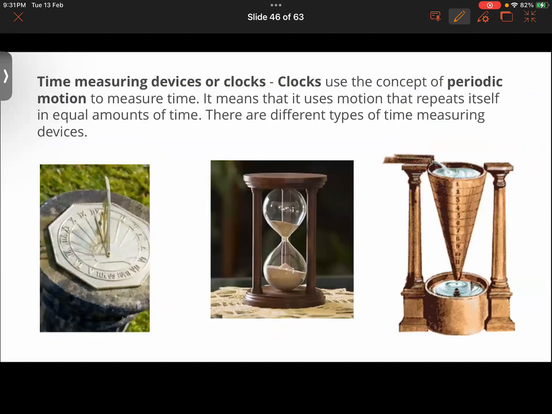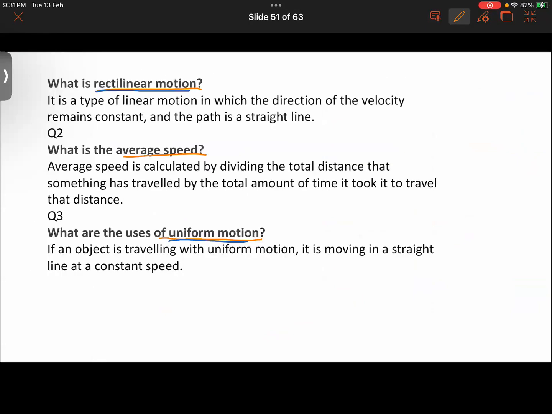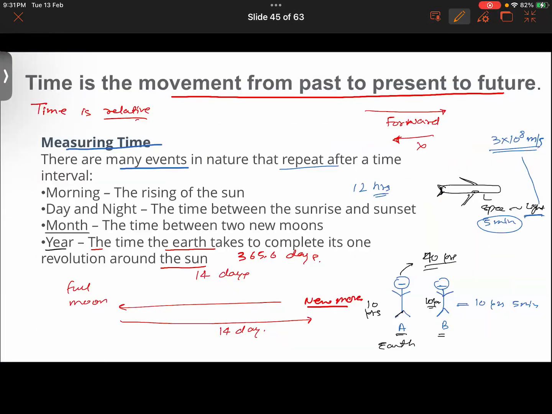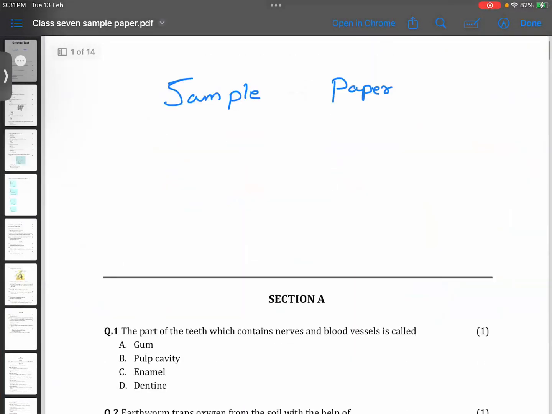So this small part is left. We can cover that in the next part. Also, there's not much in this part of the chapter, particularly time. Also, there are some questions. I did take a sample paper for you guys.